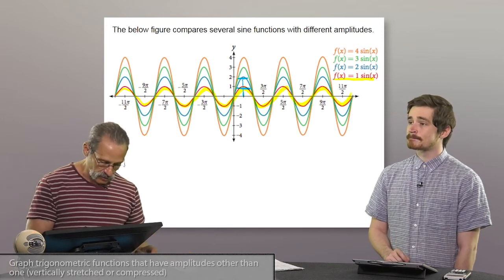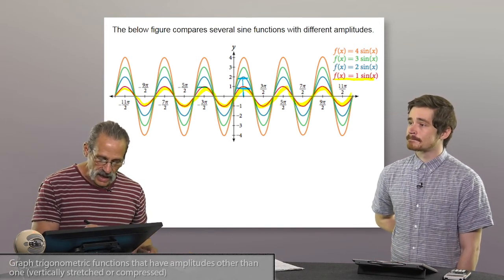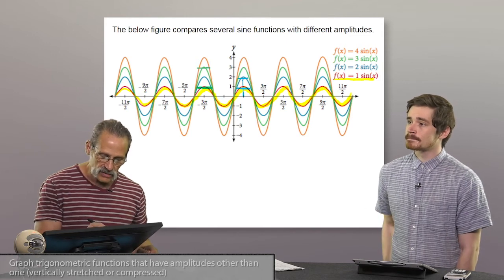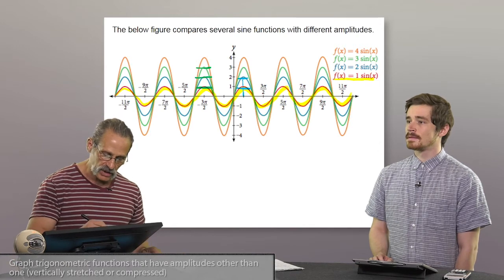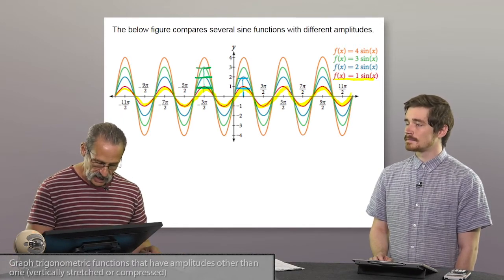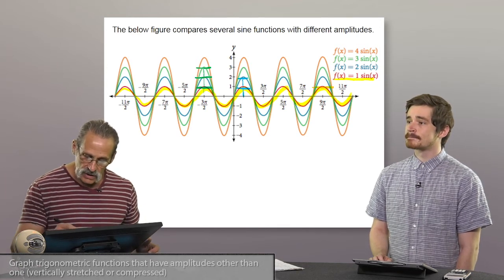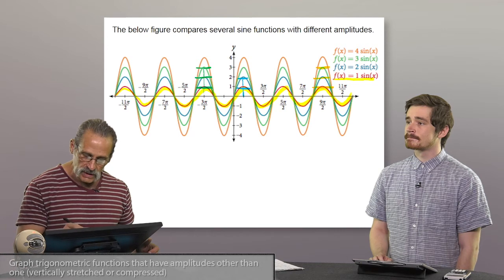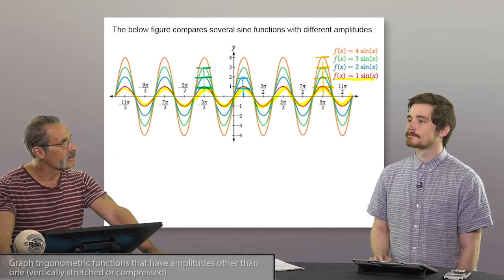For f of x equals 3 sine of x, I need you to see that if I take a look at where my sine function is and where 3 sine of x is, we're seeing a tripling of that y-coordinate. And I bet you know what I'm going to say next, but if I take a look at f of x equals 4 sine of x, you've quadrupled, I think that's a word, quadrupled, multiplied by 4 that y-coordinate.